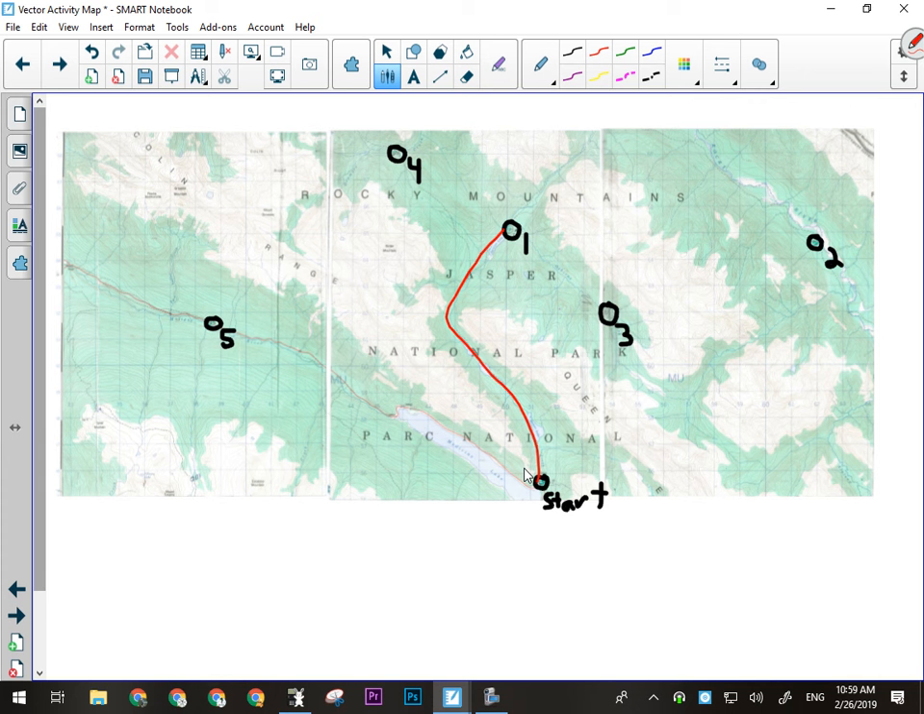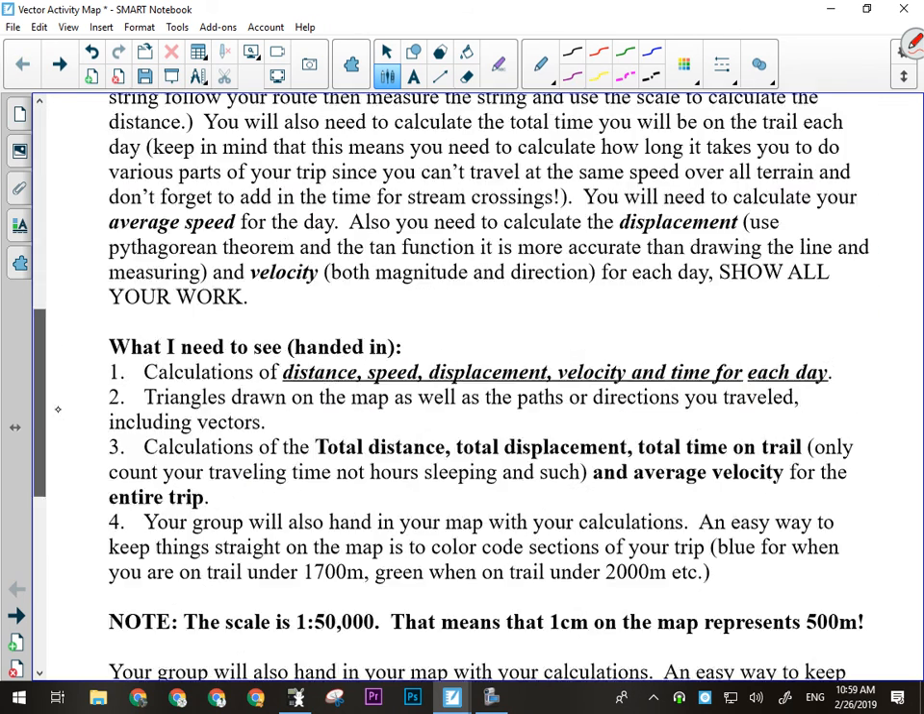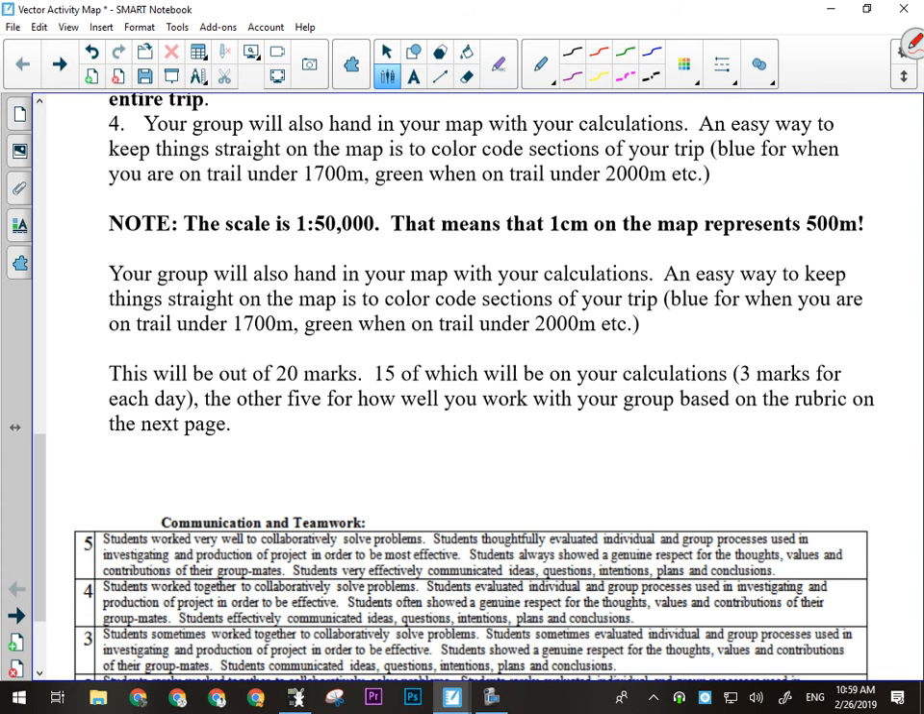Now, the scale on this map is 1 to 50,000. That means on the map, 1 centimeter equals 500 meters in reality. So when you measure that distance with your headphone cable, and then you stretch it out and you get that it's 10 centimeters or whatever, you have to multiply that by 500 to get it in meters. Everyone with me on that? So that's one of the things that you will have to do for each of the days: calculate the total distance that you have traveled. It's a pretty easy measure.